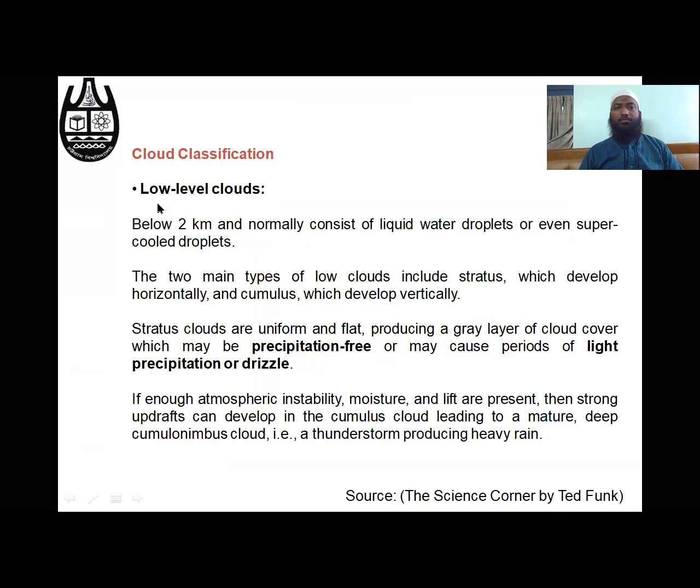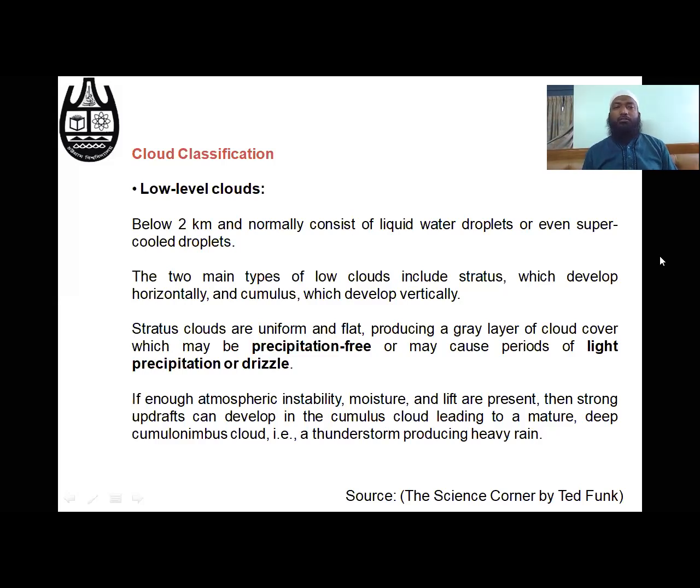So, welcome to today's lecture on cloud classification, and hopefully we're going to finish today, and then go a little bit forward to the classification of precipitation. In the last class, we discussed most of the cloud classification, and today we are going to discuss the cloud classification in the lower levels.